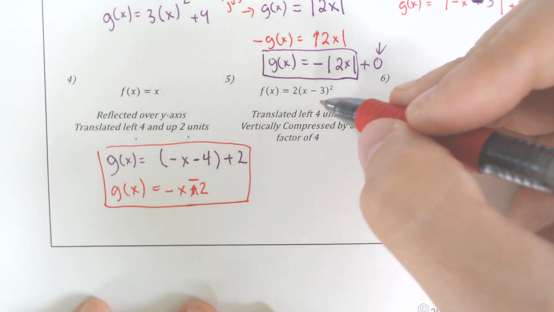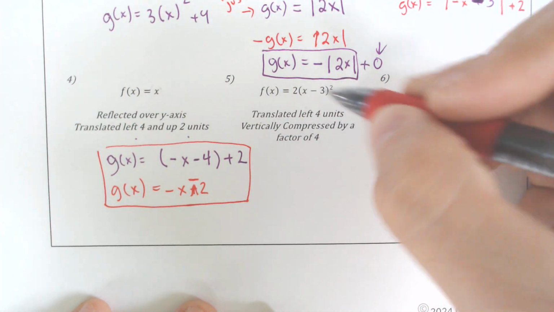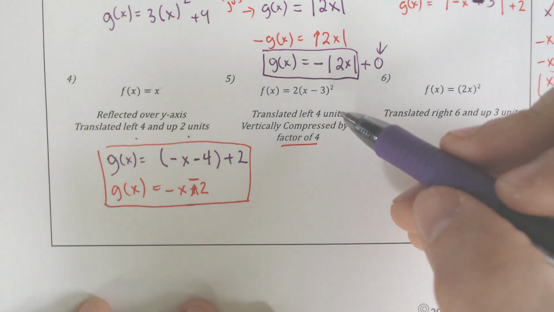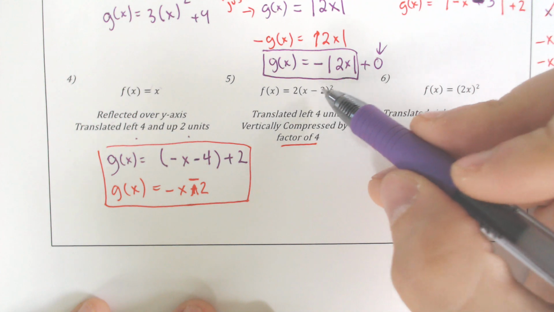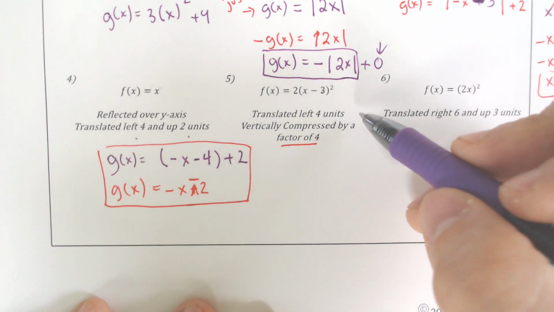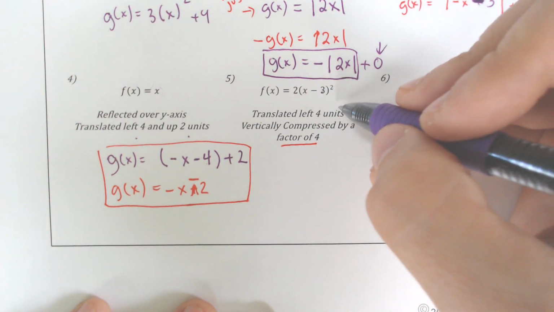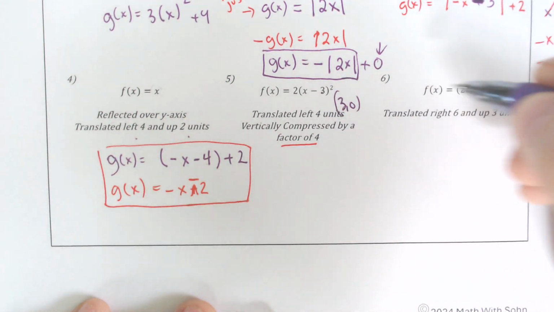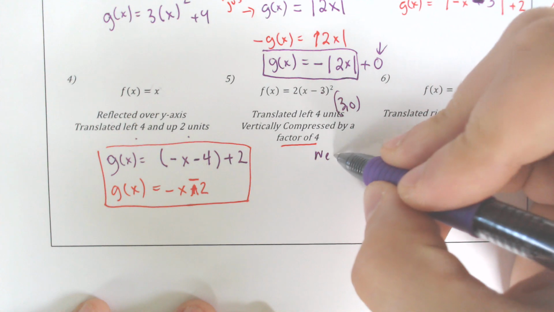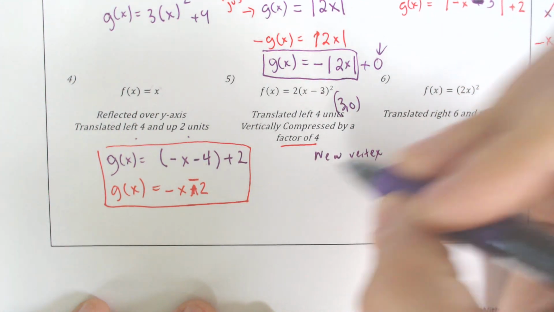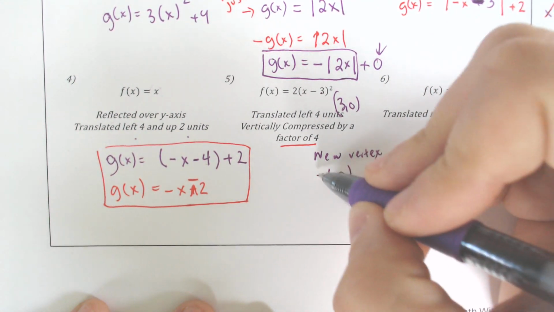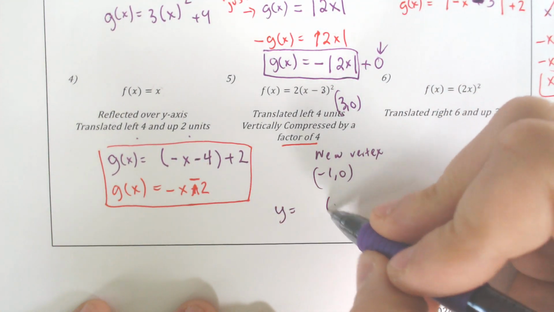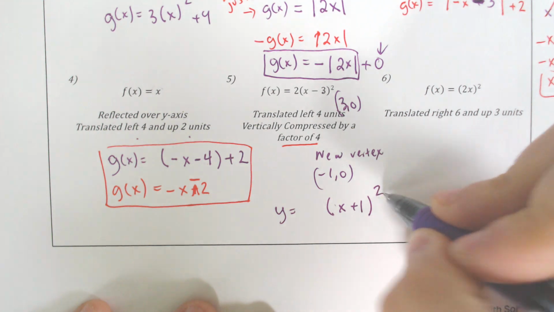All right. Next one, we got to translate it to the left by 4 and vertically compressed by a factor of 4. Okay, so if we want to translate it to the left, it's already moved to the right by 3. If we want to translate it to the left by 4, we need to go 4 to the left of this. Well, if we are currently at 3, 0, if we go 4 to the left, the new vertex would be at negative 1, 0. So let's graph and write that equation. It would be y equals x, change the sign, plus 1 squared.